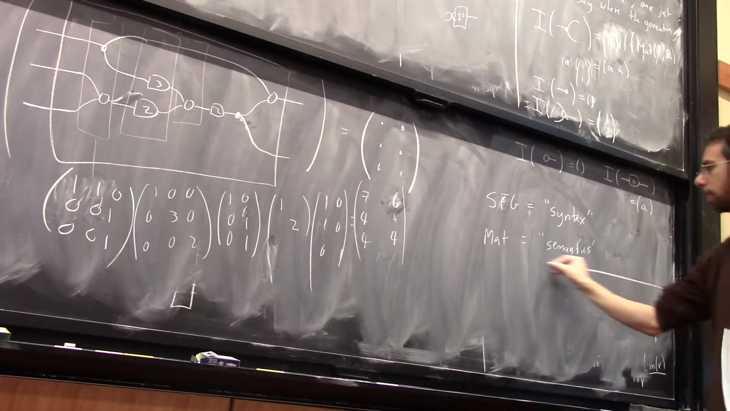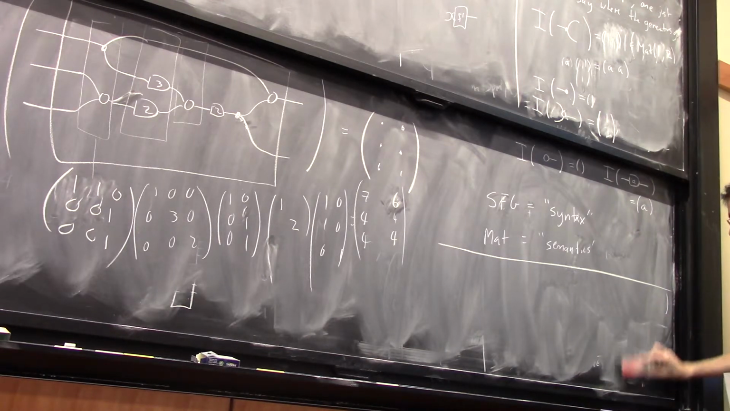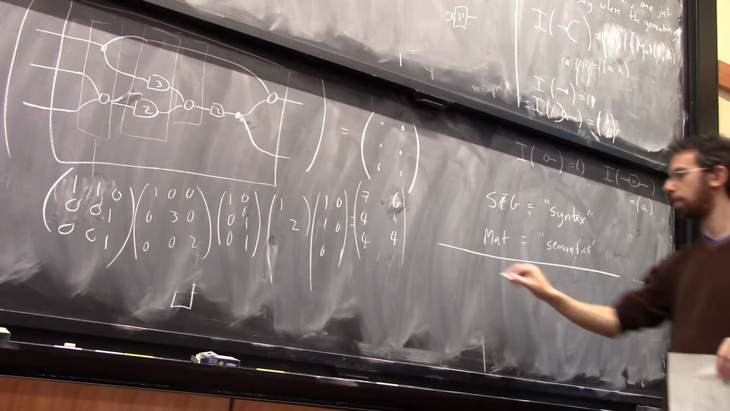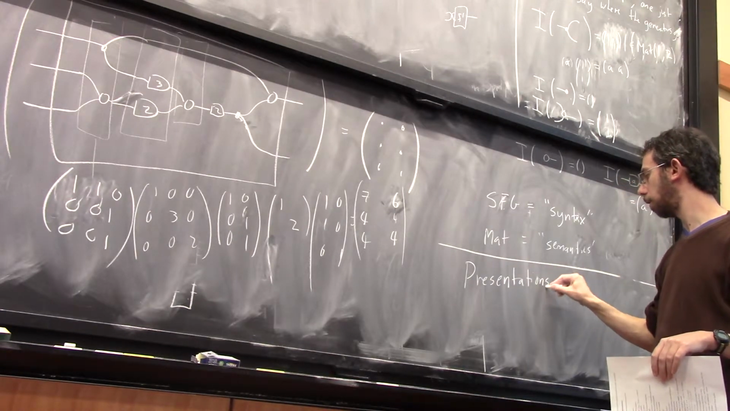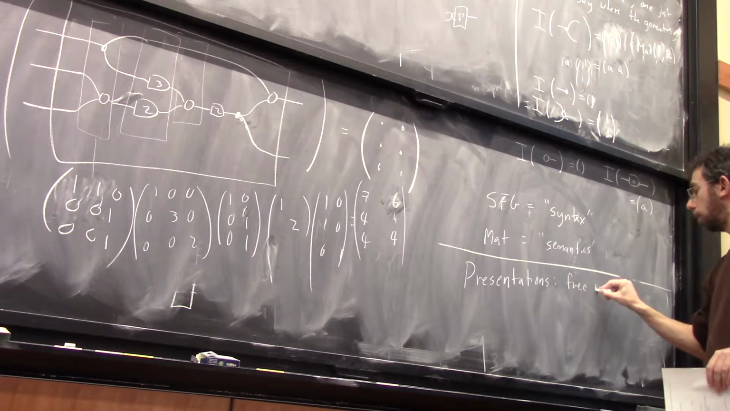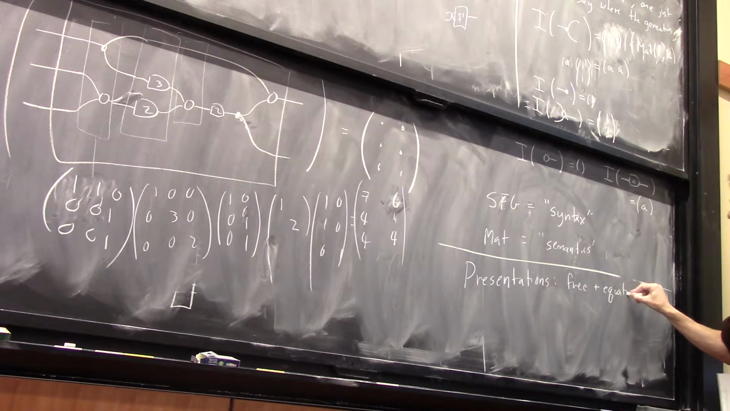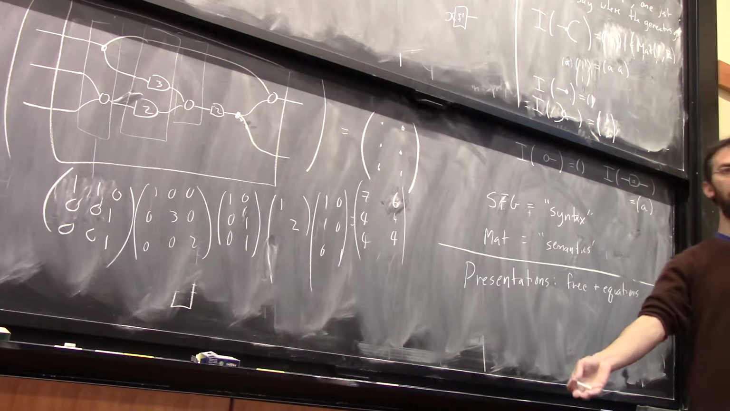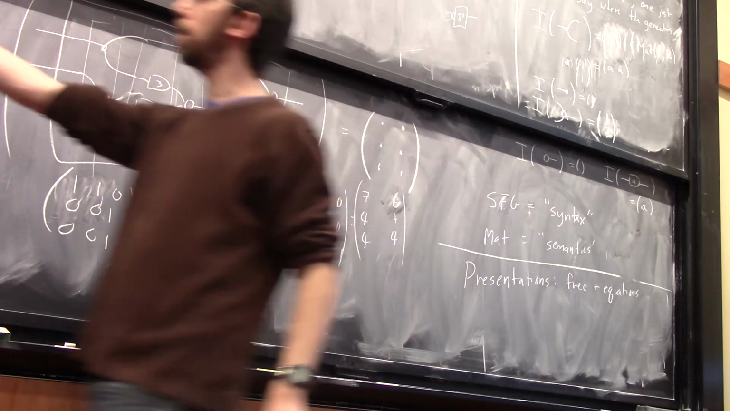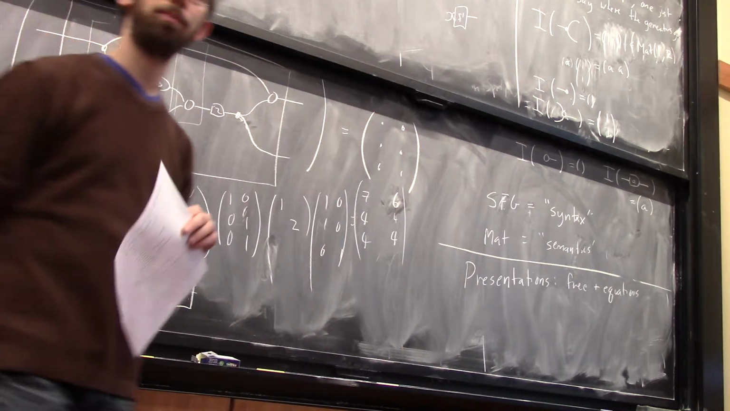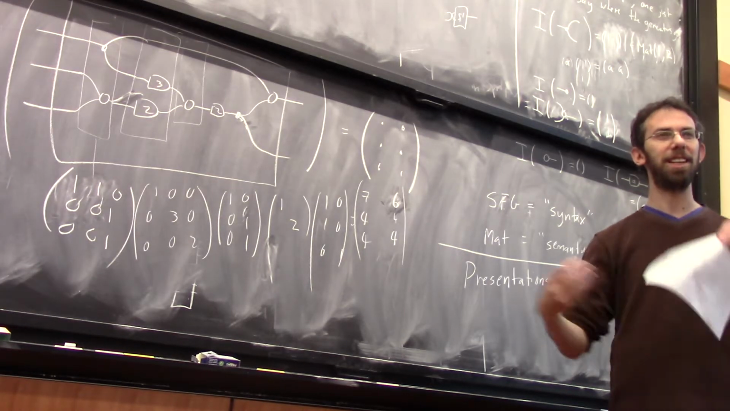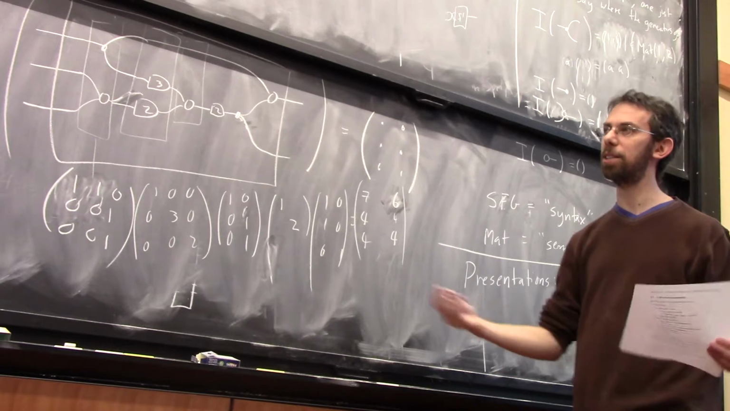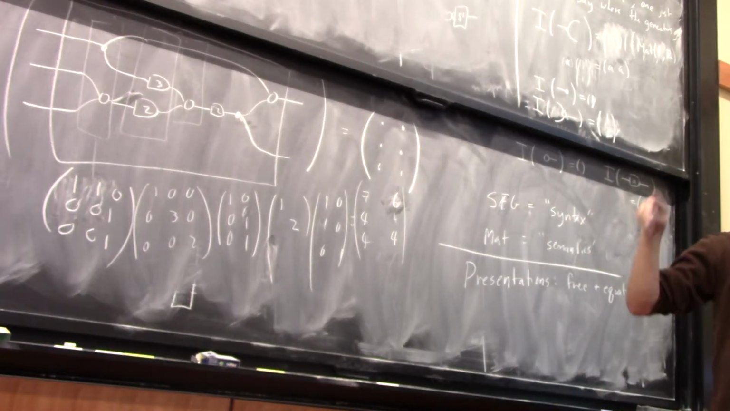Okay, so the next topic, we talked about free things, but we can also talk about presentations. Free plus equations. So when you present something, you say, here are the kinds of things I can draw. Here are my generators. Here's how I label boxes. I label boxes with generators. And all I can draw are boxes with generators in them.